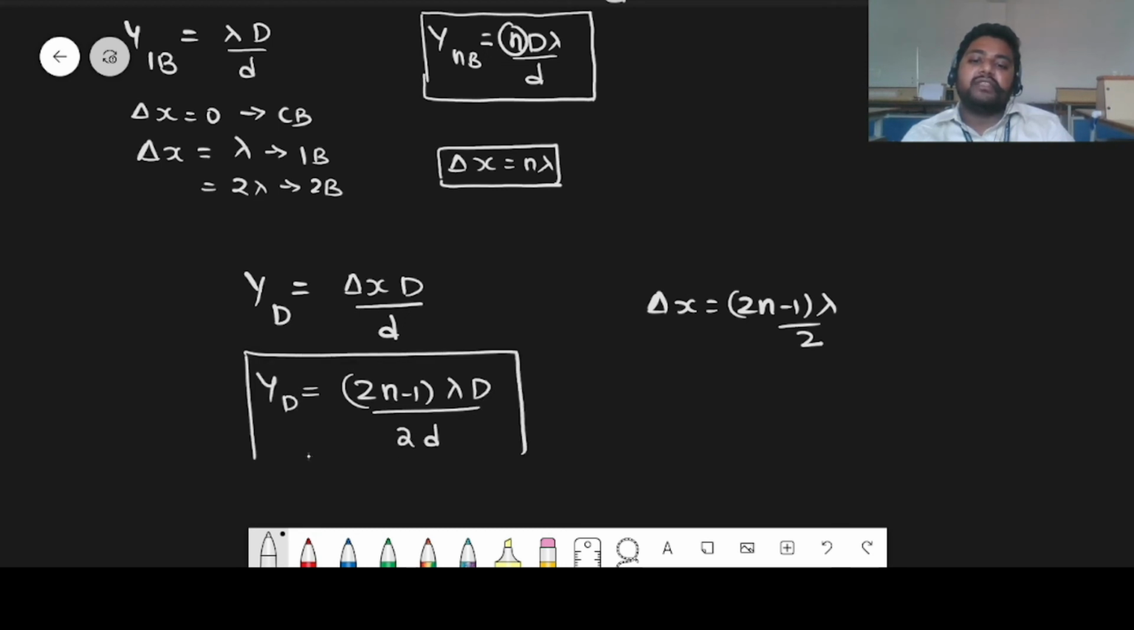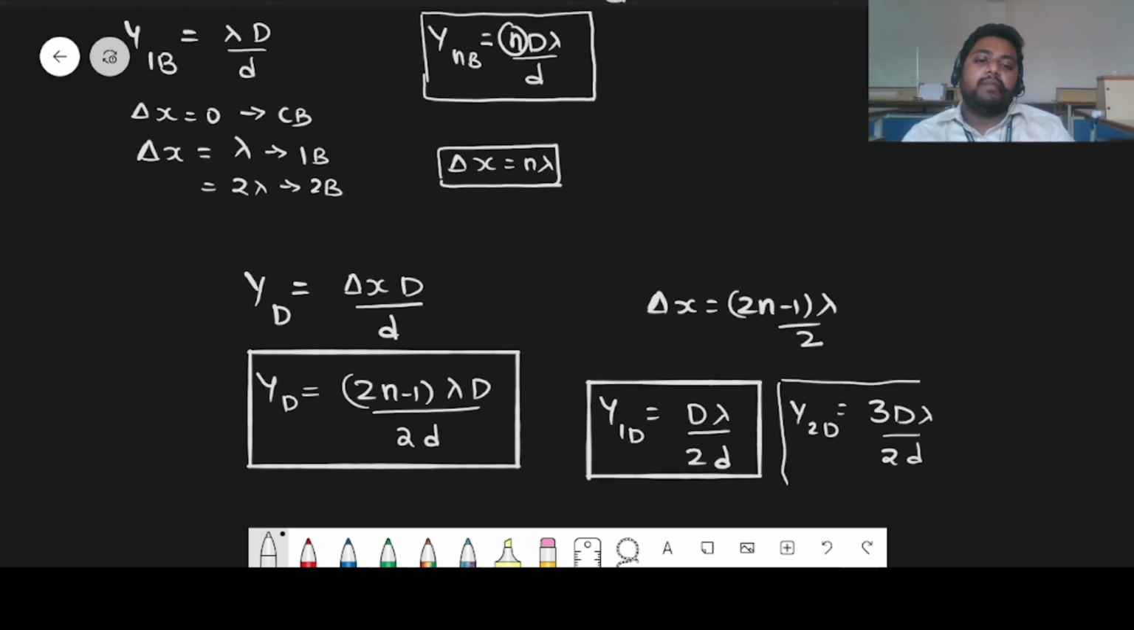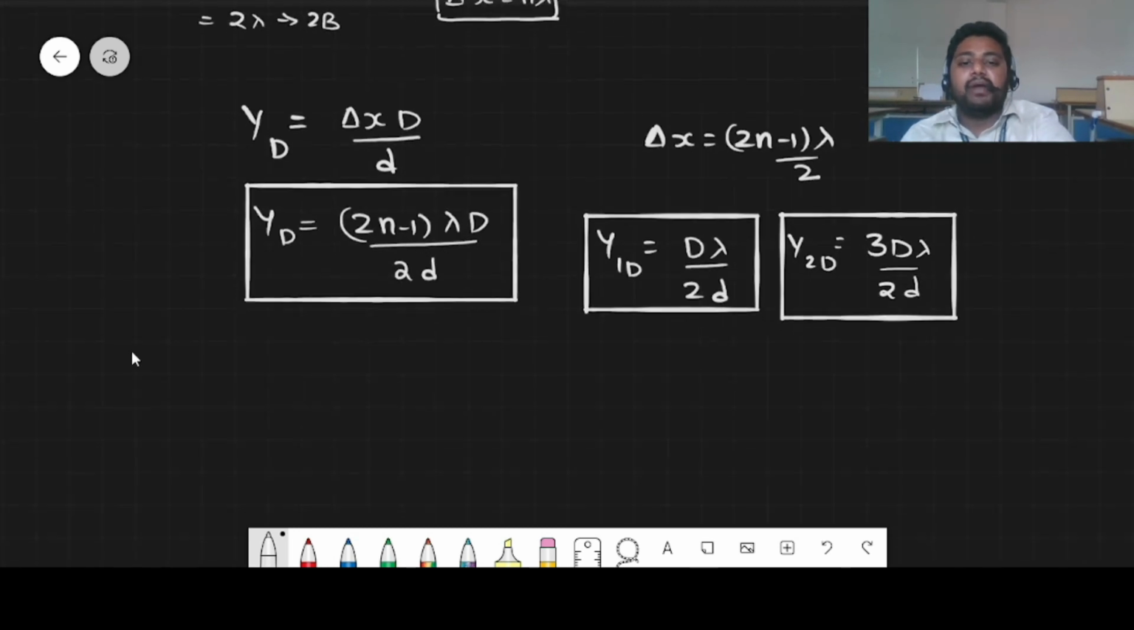If you are asked for the first dark, then you can write D lambda by 2d. If you are asking for the second dark, you can write 3D lambda by 2d. In this way, we can find where there will be a bright fringe, where there will be a dark fringe. So this is what is observed experimentally, and this is what is analyzed later mathematically.